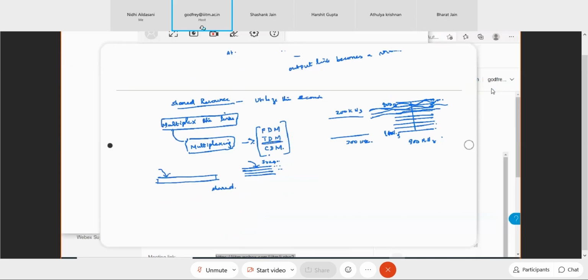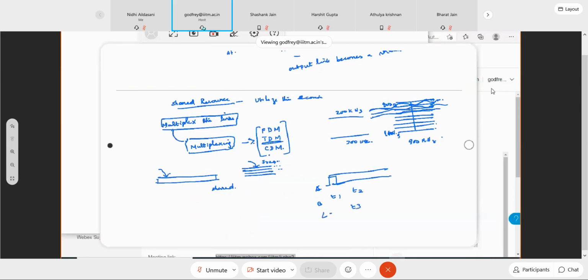Similarly, with respect to time division multiplexing, you have a link and A transmits at time t1 for a short duration, then B transmits at time slot t2 for a short duration, C transmits at time t3 for a short duration, right? This way the data is transmitted, and the link is shared. So this is another way of sharing the link, right?